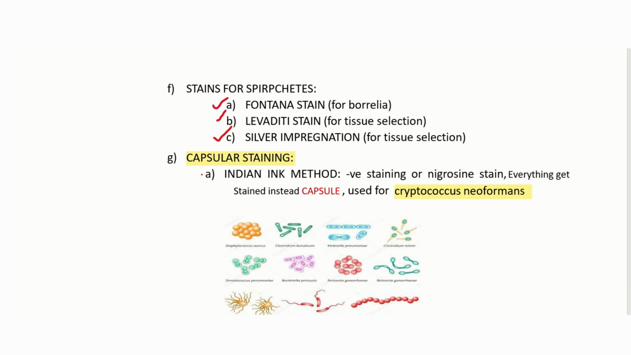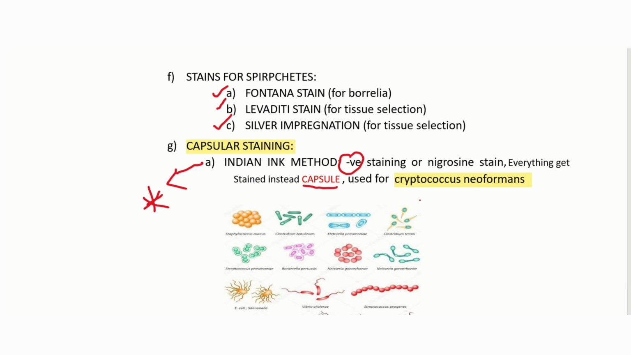Other is capsular staining, that is Indian ink method. This is important. Okay. It is a negative staining. This is important. It is a negative staining or Nigrosin stain. Everything gets stained except the capsule. Only the capsule is not stained, all else is stained. So that is a simple way to remember. The capsule is not stained. Everything else is stained in Indian ink method. That's why it is called negative staining. Okay. Or Nigrosin stain. It is used for Cryptococcus neoformans.